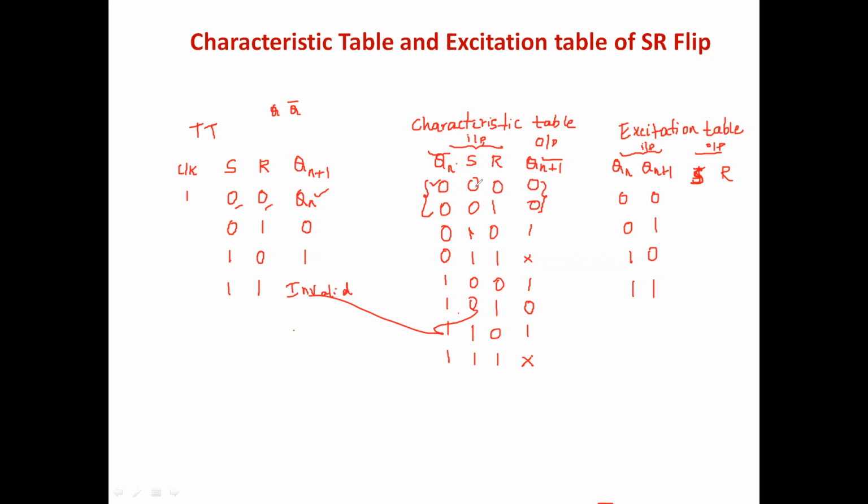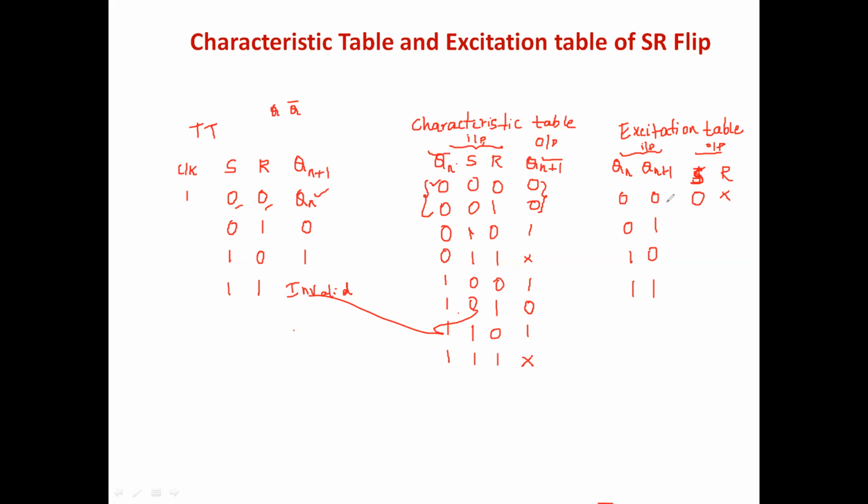Observe the value of S. For both the combinations, S value is 0. R may be 0 or it may be 1. So irrespective of the value of R, if S is equal to 0, you will get the value Qn and Qn plus 1 as 0. So that means for Qn 0, Qn plus 1 0, S value is fixed. It is fixed to 0. R may vary, either 0 or 1, so I will take the don't care value. What is the meaning of this? S value should be 0 in order to get Qn plus 1 as 0.